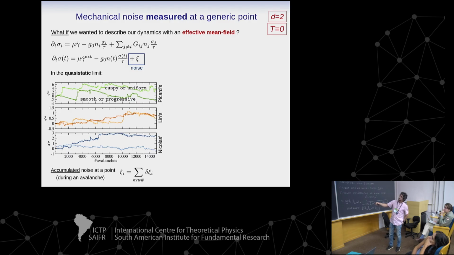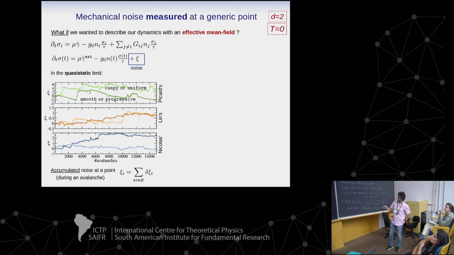So in the quasi-static limit, we compute this sum as a function not of time, but of the number of avalanches. So at each point here we are accumulating all the kicks given by avalanches, because we believe that they are the objects that in fact give the mechanical noise, and in the quasi-static limit it's easier to do this. So this is the definition of psi.